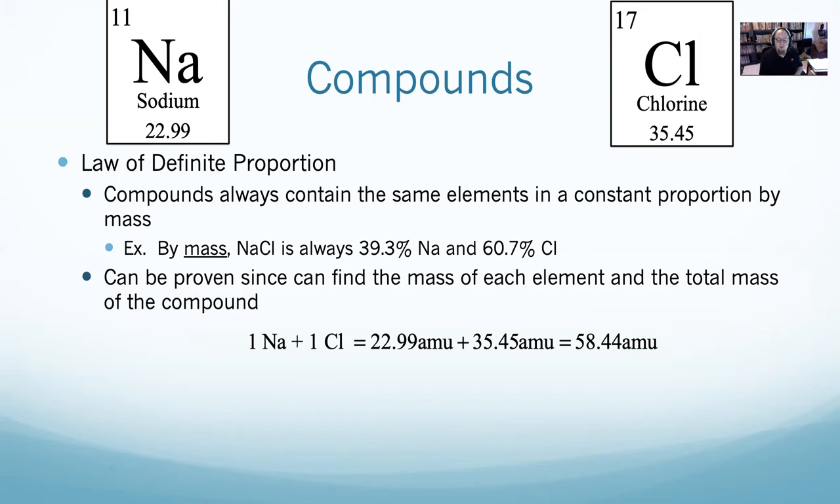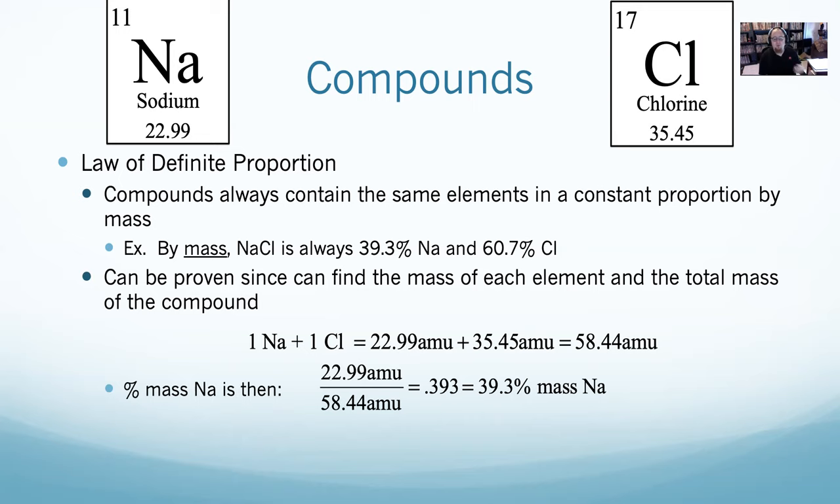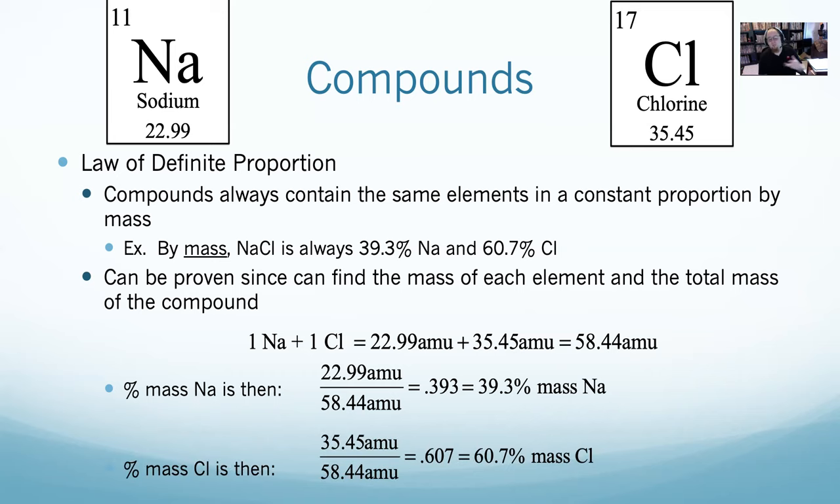And so one sodium chloride is 58.44 amu, just the mass of sodium plus the mass of chlorine. That's how I got the percent sodium. That's how I got the percent chlorine. You see, the percent sodium would be the mass of sodium over the total mass. There's 22.99 grams or amu of sodium, so 22.99 over 58.44. The percentage chlorine will be the mass of chlorine over the total mass. And that's how I get these percentages.